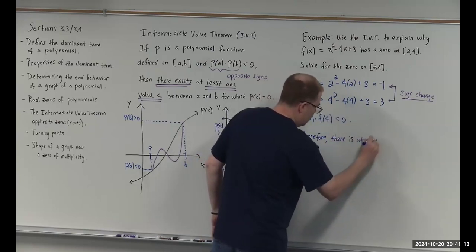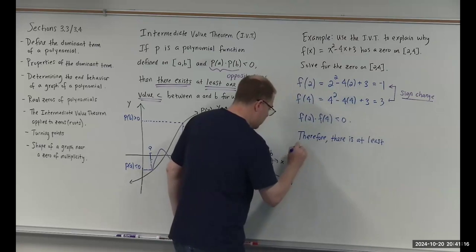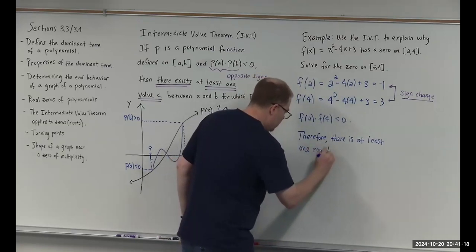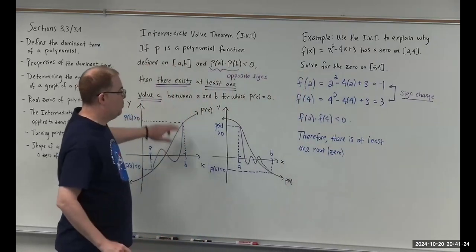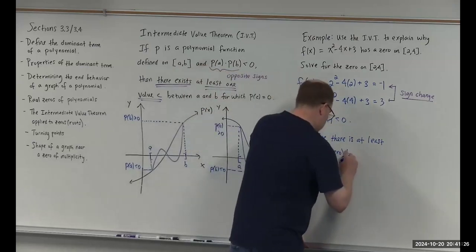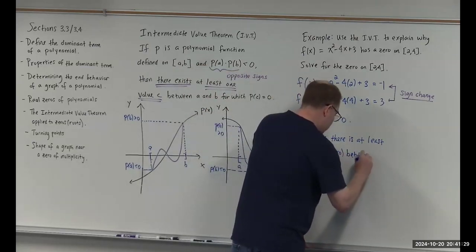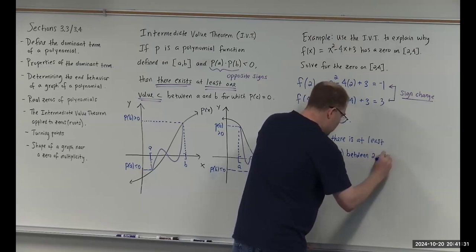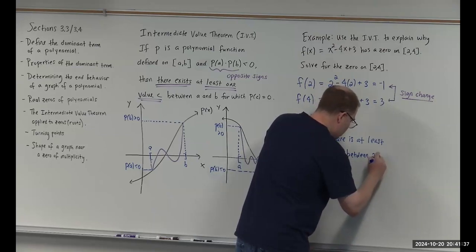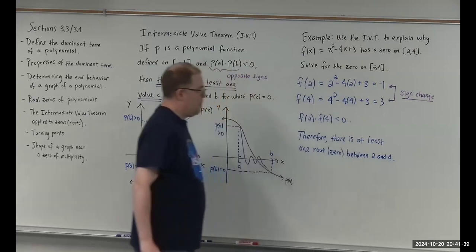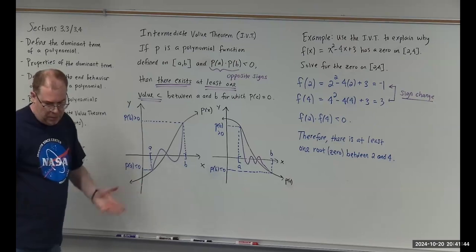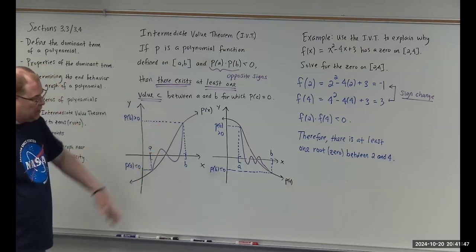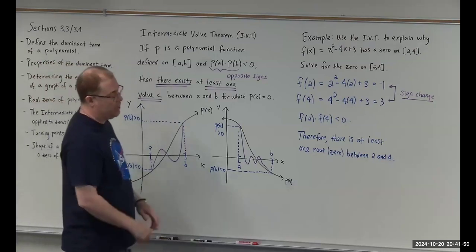Therefore, there is at least one root, between 2 and 4. So because of that sign change and because we're working with a polynomial, we can guarantee that there's a root between 2 and 4. So let's go ahead and find that root.